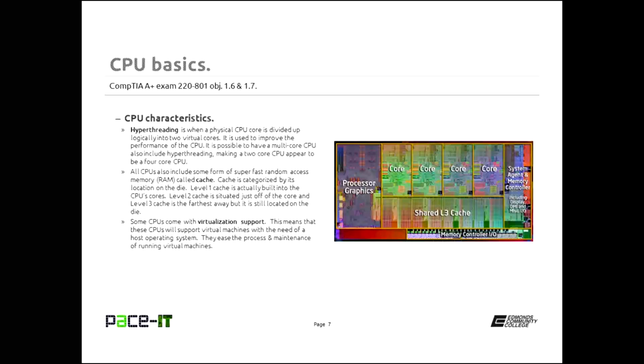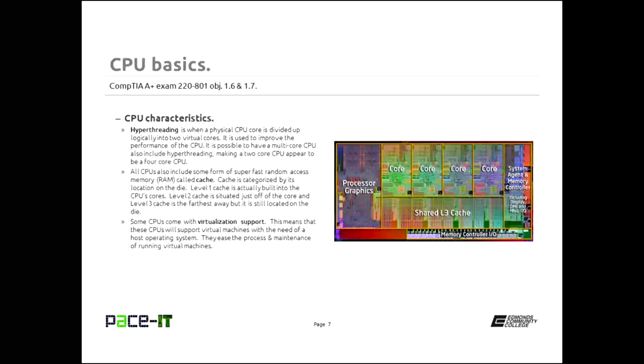Then we have hyperthreading. Hyperthreading is when a physical CPU core is divided up logically into two virtual cores. It is used to improve the performance of the CPU. That's one of the ways that they've increased the capacity of the CPU. It is even possible to have a multi-core CPU that also includes hyperthreading, which would mean that a two-core CPU utilizing hyperthreading would appear like and function like a four-core CPU.